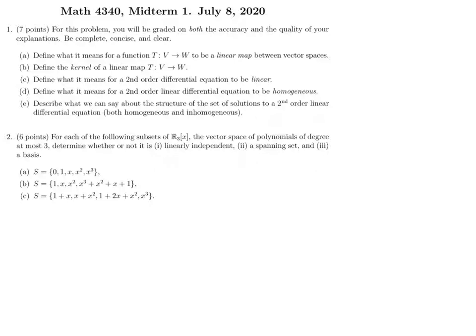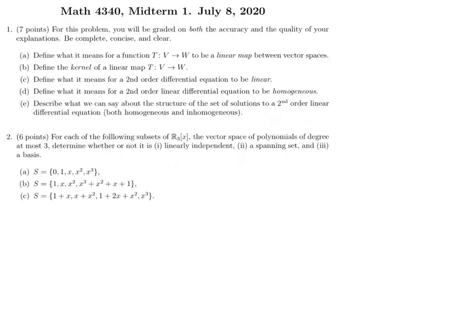Let's get started. For the first problem, you have a bunch of definitions or descriptions. So part A, what does it mean for a function to be a linear map between vector spaces? You can't just give descriptions like, oh, it's linear if it preserves something. You have to give a formal mathematical definition.